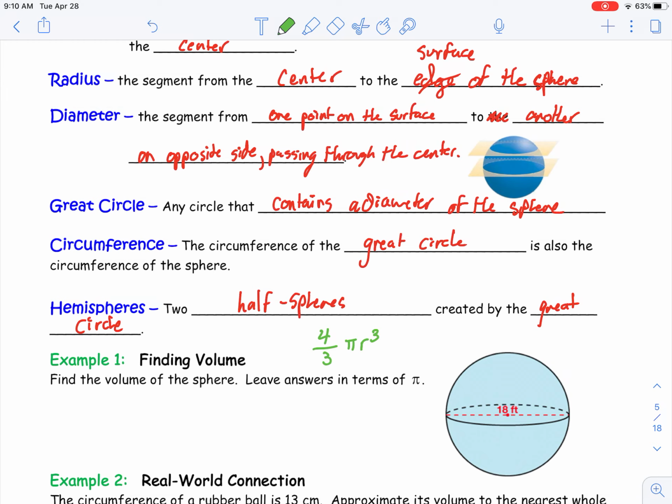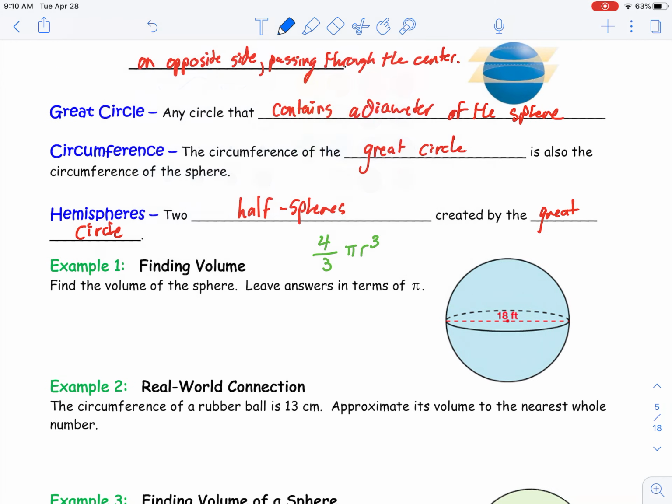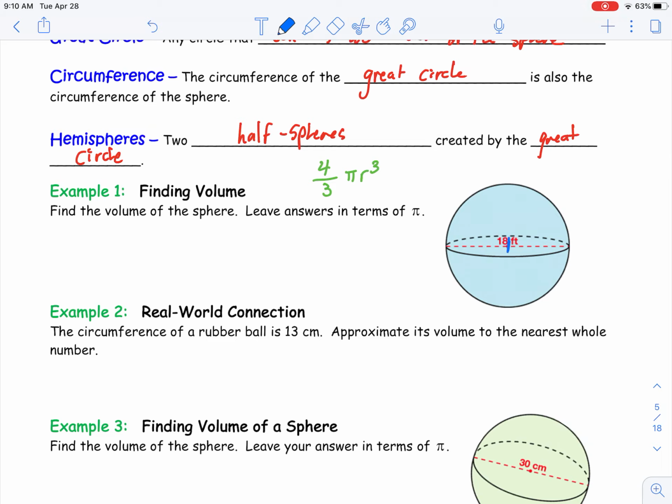And you'll notice the problems go really fast because all I need to know is a radius. Notice here I'm given a diameter of 18, which means a radius of 9. So the volume is 4/3 pi times 9 cubed. And just like that, I'm good to go. So I do 9 cubed times 4/3, I get 972 pi feet cubed. Boom. Dunzo. There's my volume.